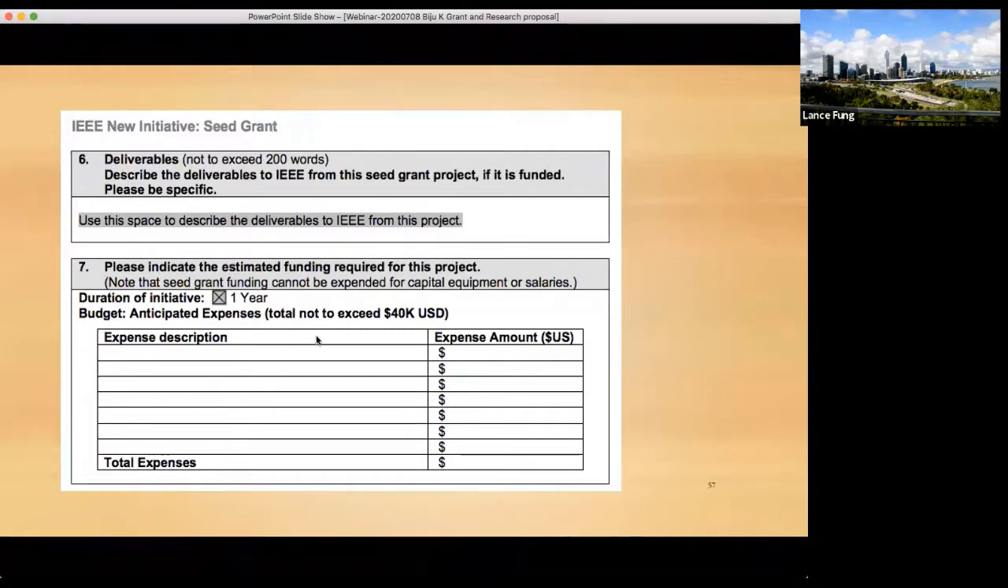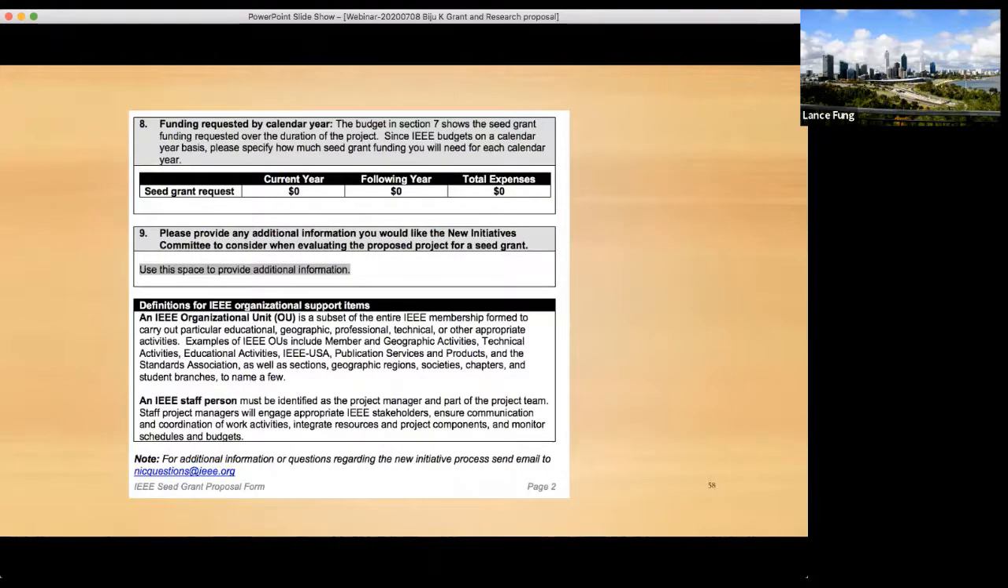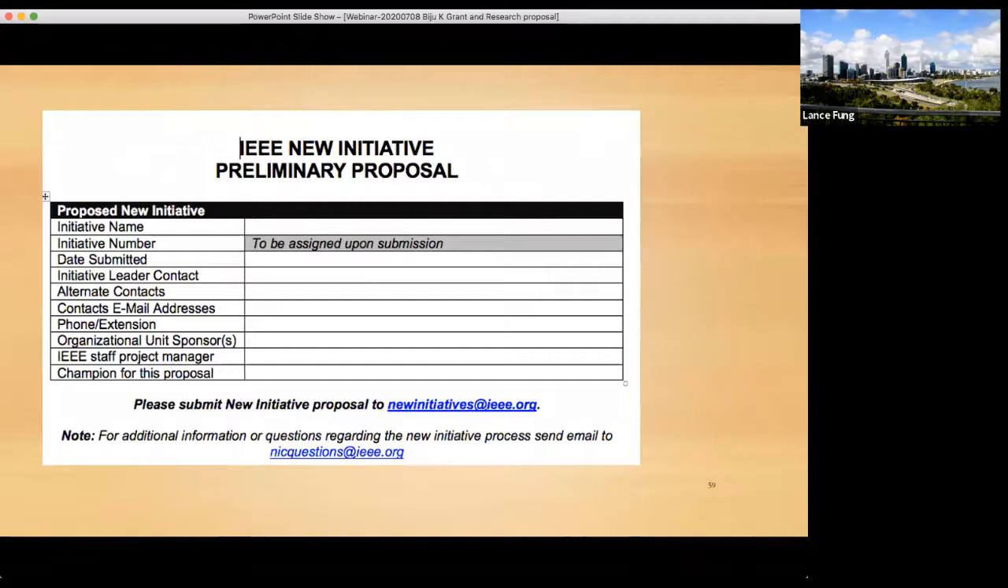Under 40,000 USD. It's quite a substantial amount of money. I would say it is one of the good-sized project grants from IEEE. And then how you spread it out: sometimes, very unlikely, your project starts at the beginning of the year, so maybe it starts in the middle of the year, half here, half there. Then you need to provide any additional information. As you can see, the seed grant is actually not that difficult. But the challenge is how you are going to map your proposal to the requirements and also the objectives of the grant. Then you go to the next one, the new initiative preliminary proposal.